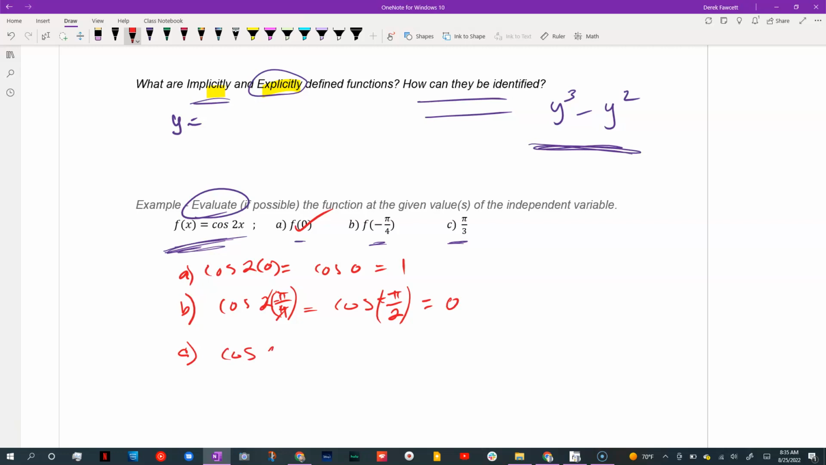Then you would have the cosine of 2 times, so we did this one, and this is pi over 3. So you're looking at the cosine of 2 pi over 3. Looking at your unit circle, that is negative 1/2. So evaluate, just plug it in, and then simplify.